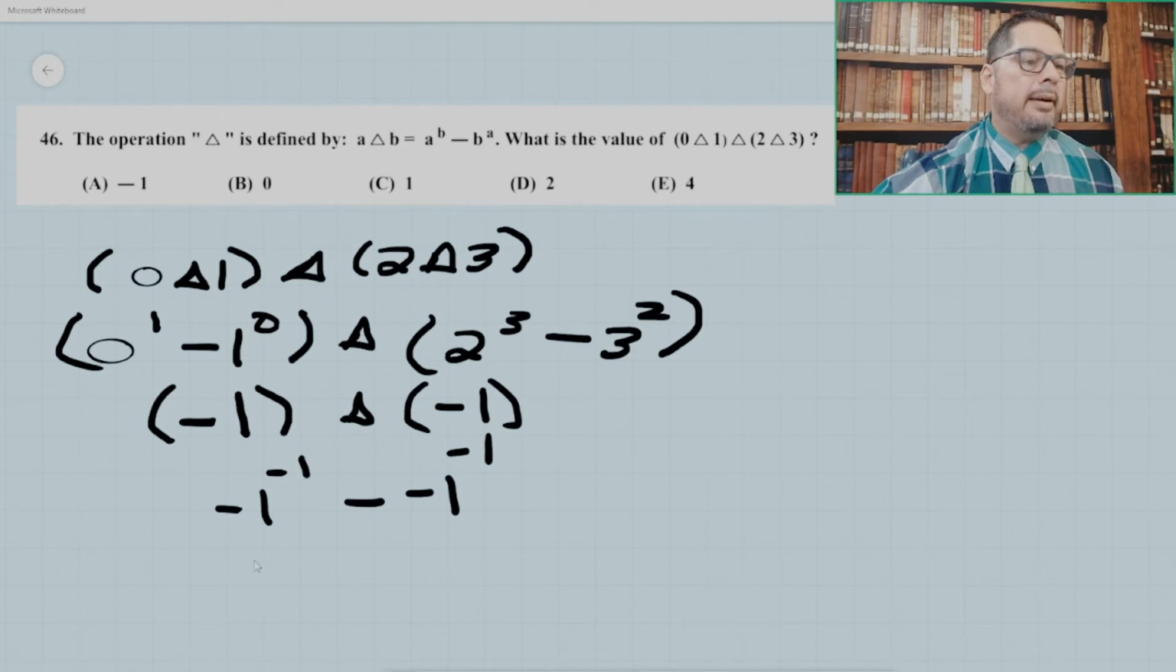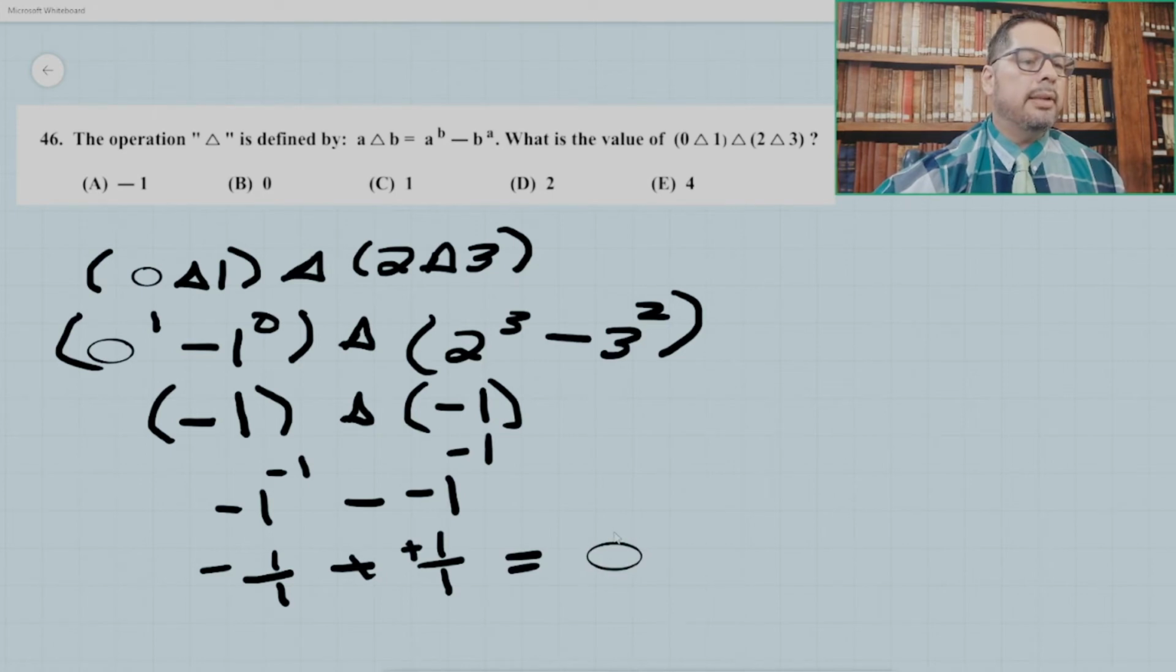And we have a 1 over negative 1, or negative 1 over 1, minus a negative 1 over 1. So that's plus, and I have a negative 1 plus 1, and that reduces to 0. And the answer, I got the number 0, and the answer is B, 0.